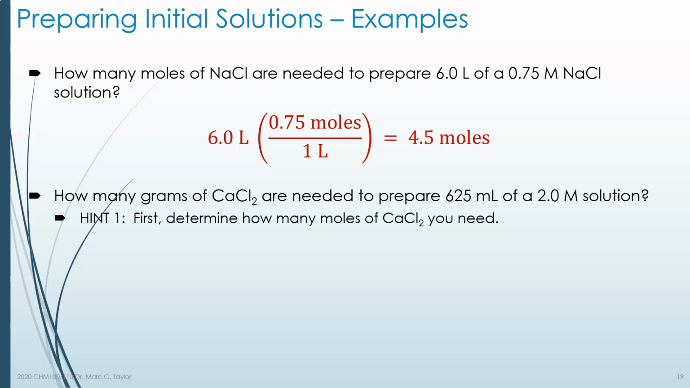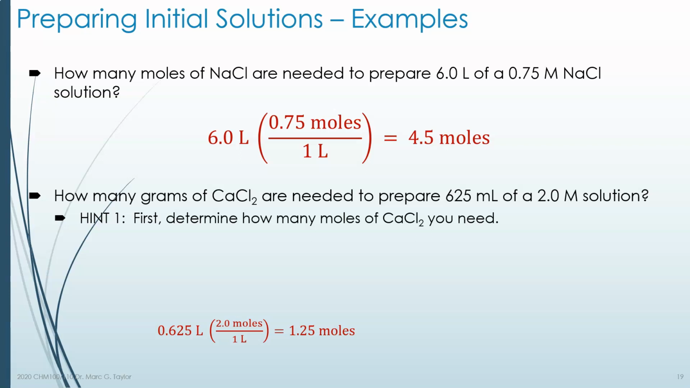First, you have to determine how many moles you actually need. But before you even do that, you need to determine how many liters you are making. Well, it turns out 625 milliliters, just move the decimal place 3 times, and you realize that 625 milliliters is equal to 0.65 liters. So that's your volume. Remember, volume times concentration is moles. So we multiply it times our concentration.